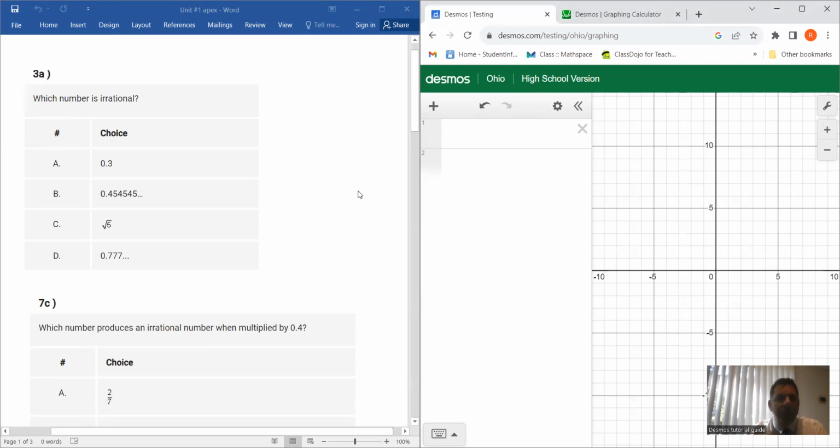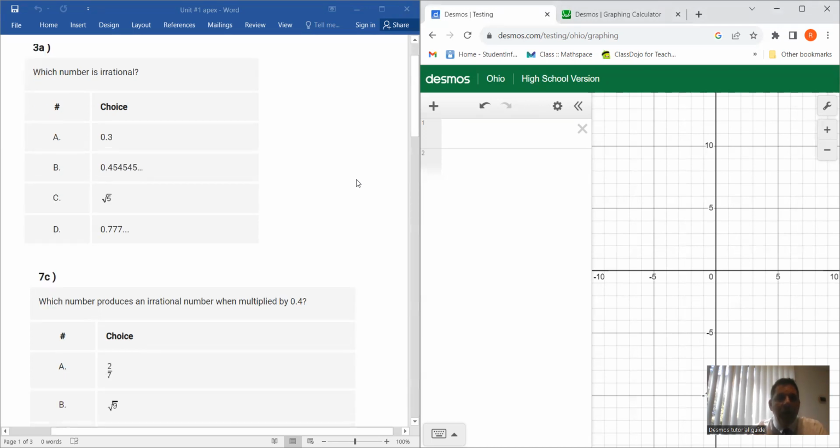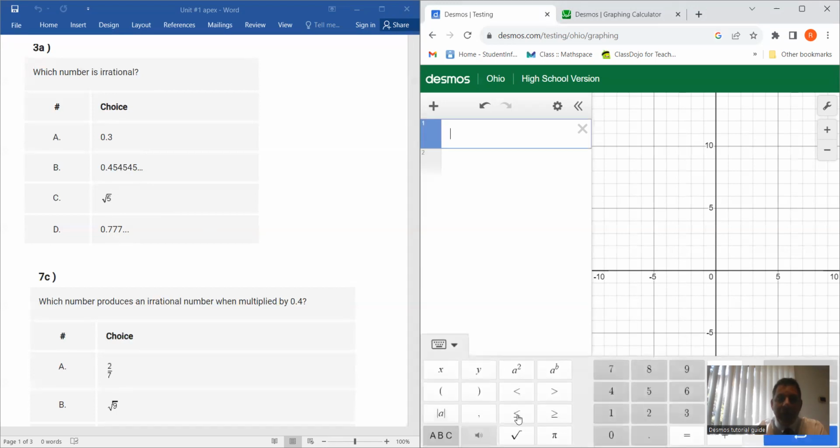Some of the questions you're going to see in Unit 1 are going to revolve around whether you can determine whether a number is rational or irrational. Remember, a rational number can be written like a fraction. That could just be a number, it could be a fraction, it could be a decimal that ends, or it could be a decimal that repeats. So just knowing that, you should know then that the irrational one is square root of 5. But let me show you on Desmos where you can do square roots.